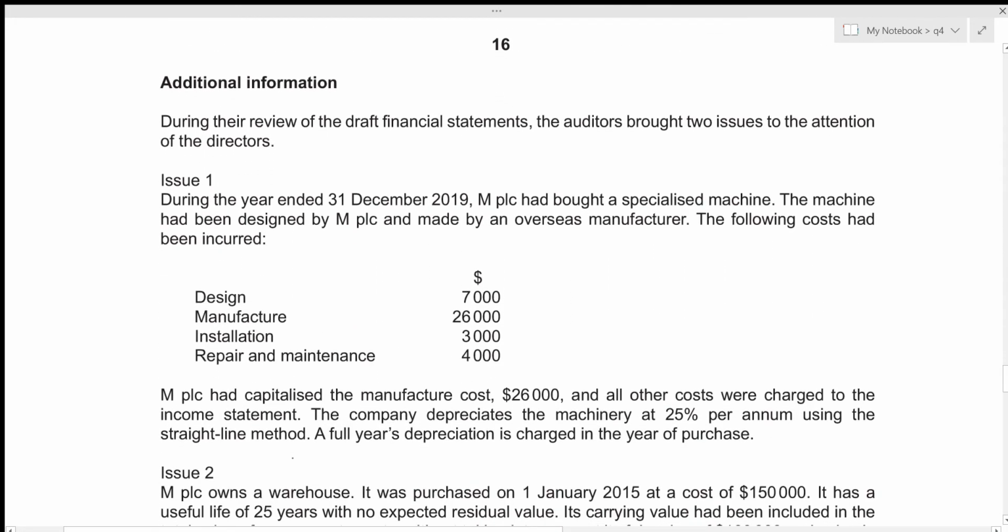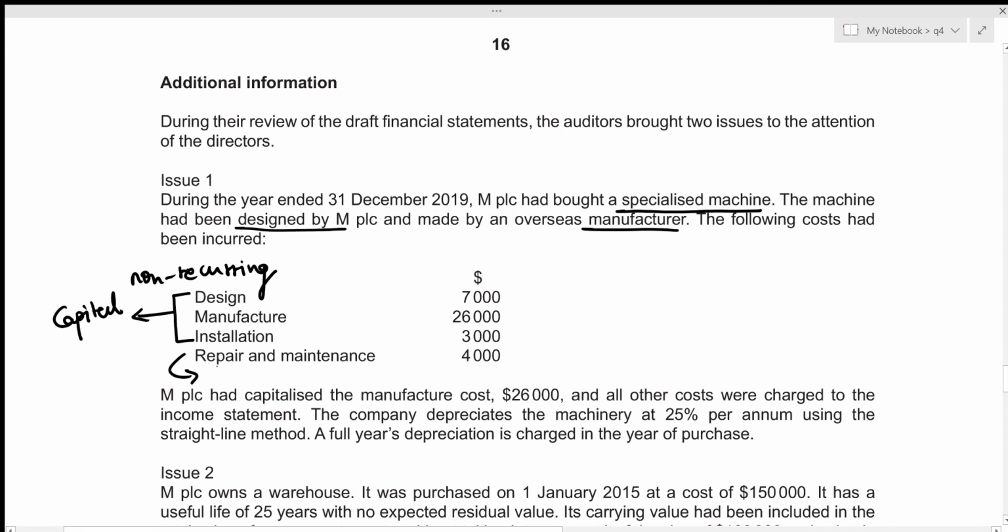Okay. During the year ended 31st December 2019, MPLC bought a specialized machine, and the machine had been designed by MPLC and made by an overseas manufacturer. The following costs had been incurred. So the costs were design, manufacture, installation, repair, and maintenance. Okay, we can see that these three costs are capital costs, right? And these are the capital costs because these do not recur in the future, right? So these are non-recurring costs.